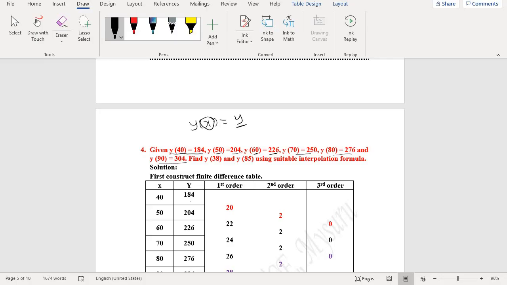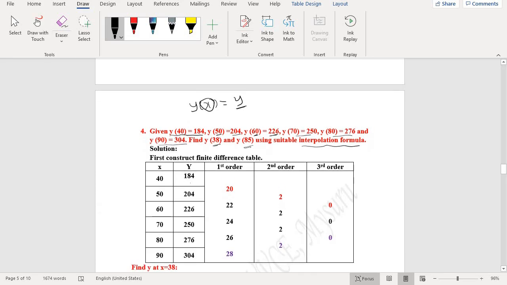Now here I want to find the value of y when x is equal to 38, and also I want to find the value of y when x is equal to 85 using the appropriate formula. We won't mention any method. We will ask using appropriate formula. You need to use the suitable one, maybe the forward or the backward.